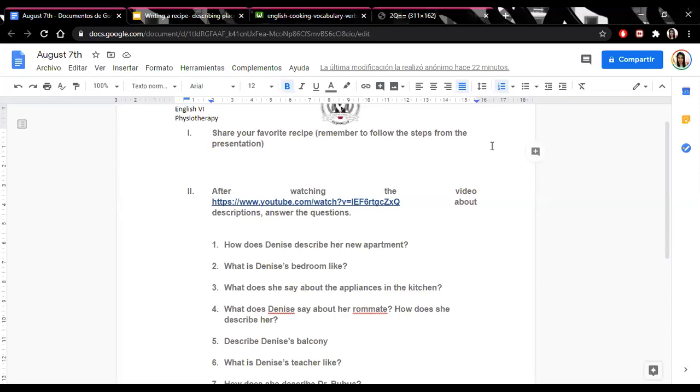I mean, not to download one from the internet. And remember, as it says in here, to follow the steps from the presentation, because you need to be explicit. I want you guys to explain exactly what to do. If you say that we are going to use vegetables, tell me, what am I going to do with the vegetables? Wash them, stir them, whatever, okay?